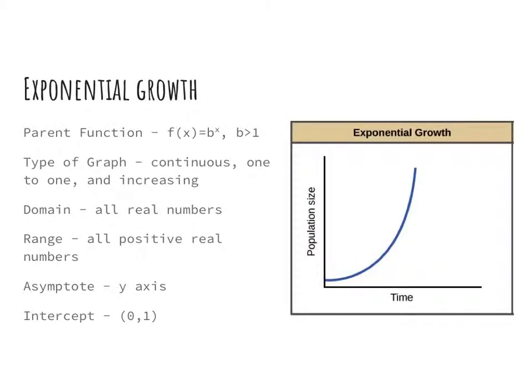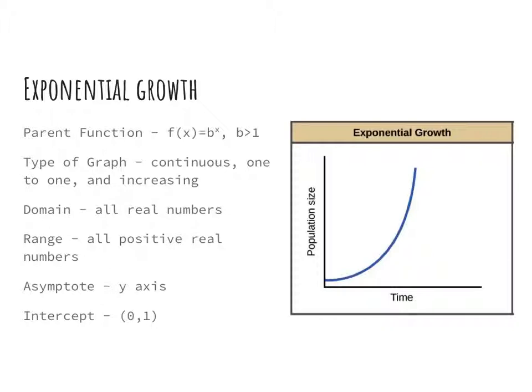So an exponential growth function is pictured on the right here. You'll see that from left to right it gets increasingly larger. The parent function is f of x is b to the x, where b is greater than 1. The type of graph: it's a continuous graph, it's 1 to 1, and it's increasing. The domain of an exponential growth function is all real numbers. The range of the parent function is all positive real numbers.